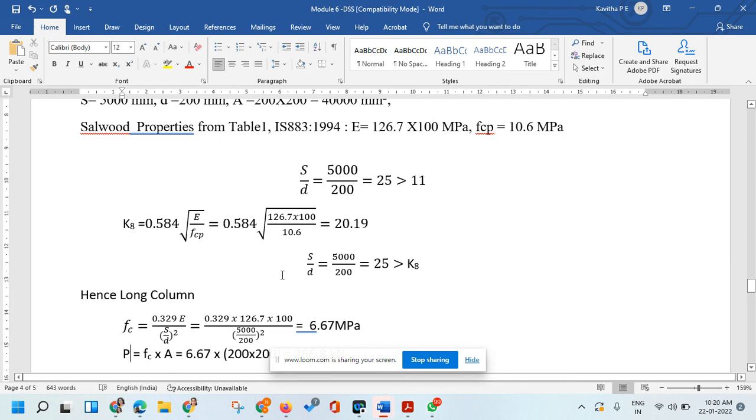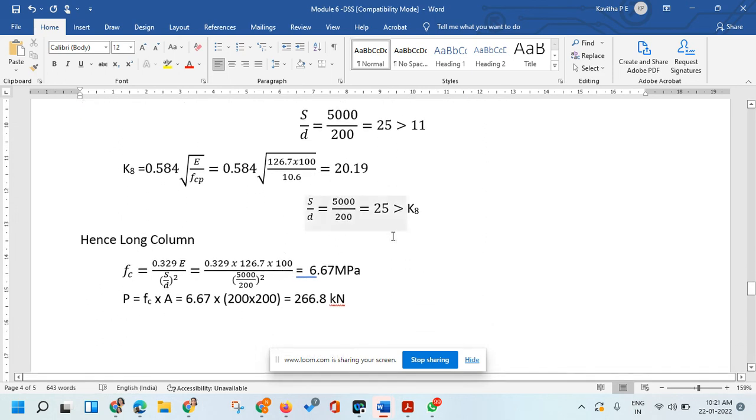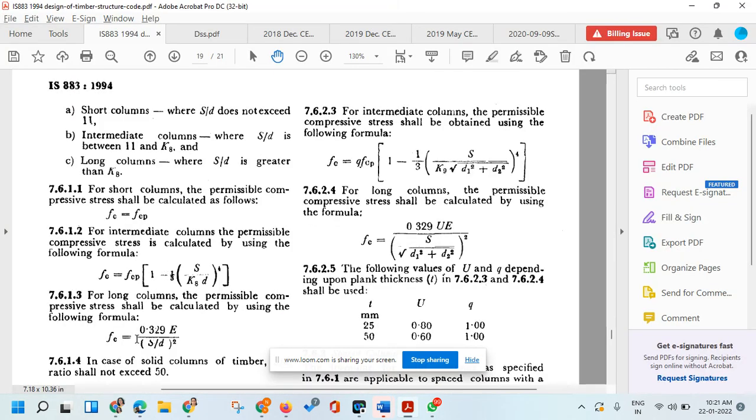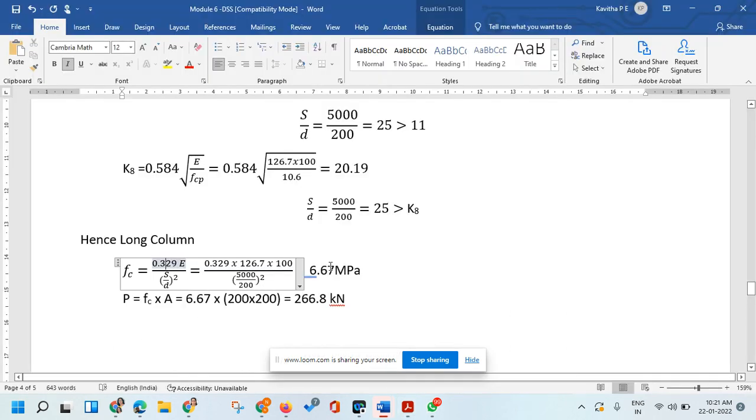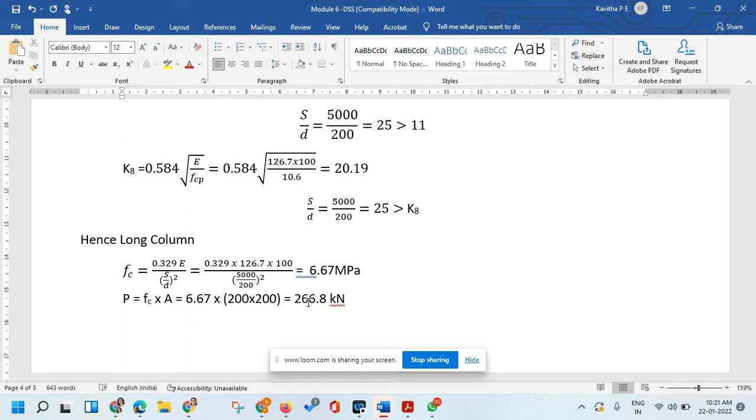Our S by D value is 25, K8 value is 20, so S by D is greater than K8, and hence it is a long column. And when it is a long column, you have to adopt the equation to calculate the FC for the long column, that is 0.329E divided by S by D square. Thus I get the FC, multiply FC with the cross sectional area to calculate the axial load carrying capacity. So these are the type of questions asked for solid columns.